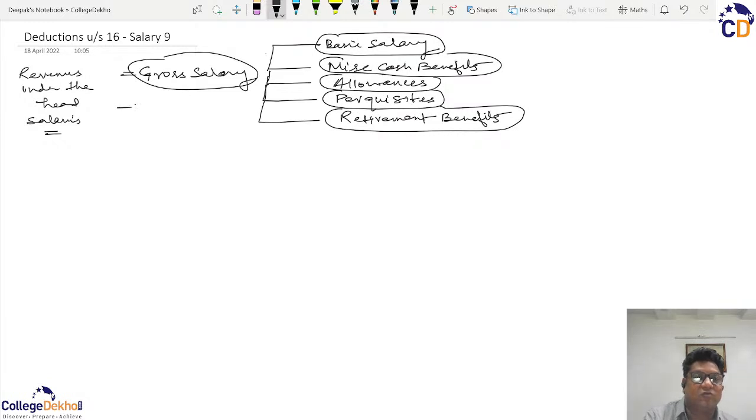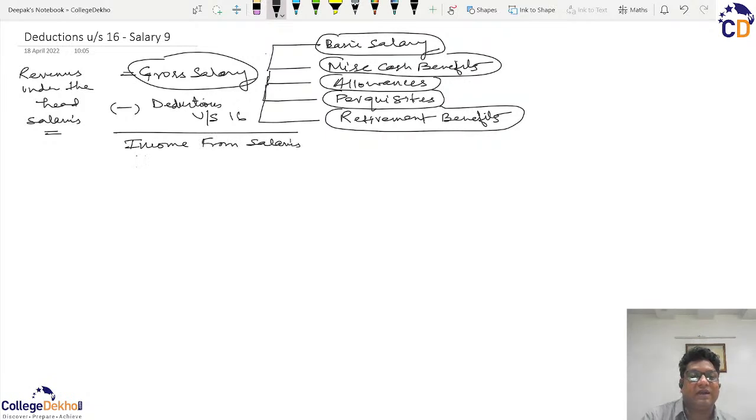From this revenue we have to claim certain expenditures which have been incurred directly or indirectly for providing services, and these allowable expenditures are known as deductions. So these deductions which will be allowed from the gross salary are clubbed under section 16, and once they are deducted we arrive at the figure of net salary, or income from salaries, or income under the head salaries. So our focus today is what the various deductions under section 16 are.